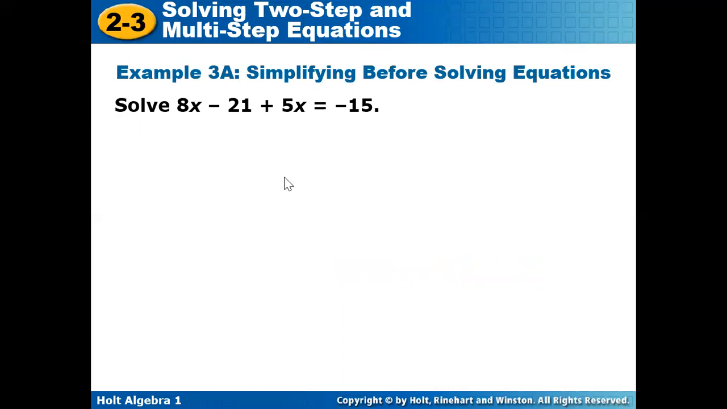All right, so in this case, you have 8x minus 21 plus 5x is equal to negative 15. So we have 8x, we have 5x, right? We have what we call collecting like terms, right?